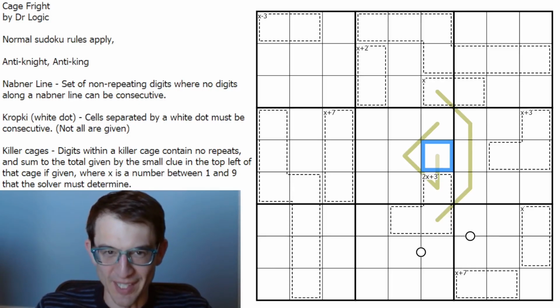Today I'm also posting a special walkthrough video, but I wanted to do a normal puzzle as well. And today I chose Cage Fright by Dr. Logic, and I just thought that the rule set was kind of cool. We'll see how it goes.